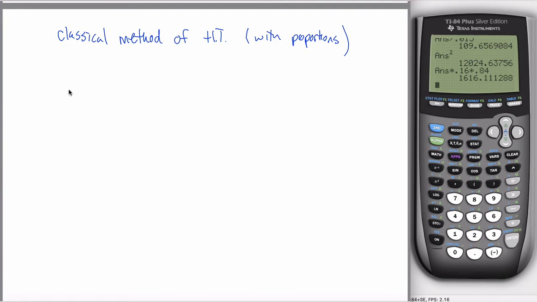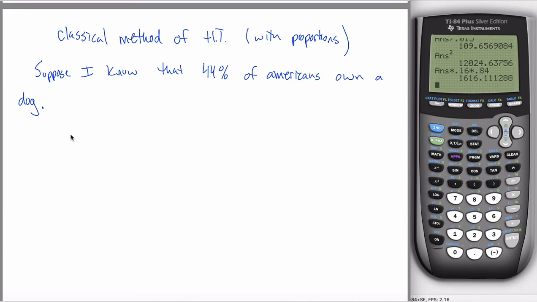So fine. Suppose I know that, I don't know, 44% is what Google told me of Americans own a dog. So this is a population parameter here. I'm talking about all Americans. 44% of them own a dog.